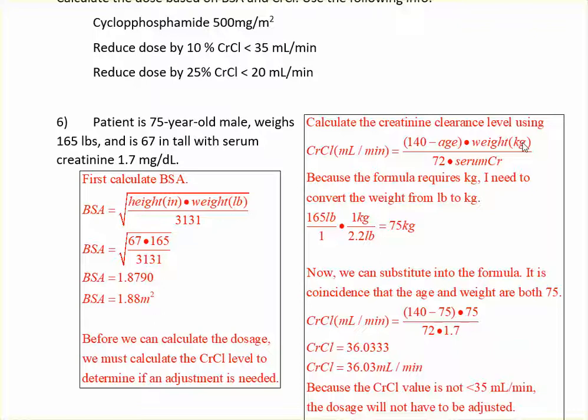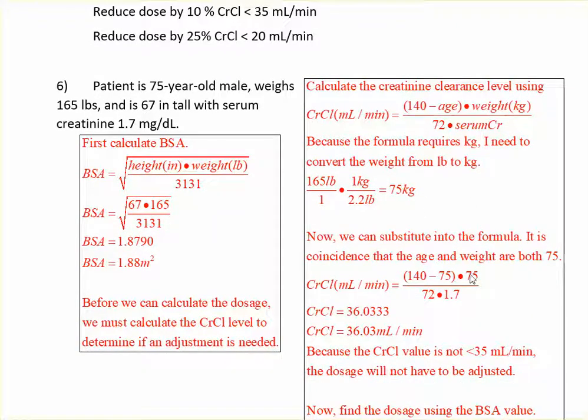So before I can do this, I'm going to have to take my weight and convert it from pounds over to kilograms. I did that right here. 165 divided by 2.2 gives me 75 kilograms, and it's spot on. Now I can go ahead and substitute into this formula up here. So I have 140 minus the age of 75 times the weight, which is 75. And oh, by the way, it's just coincidence that these are the same. There's my constant 72, and my serum level 1.7.